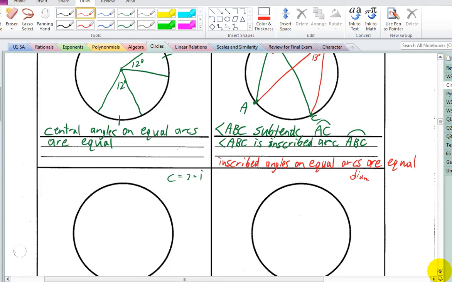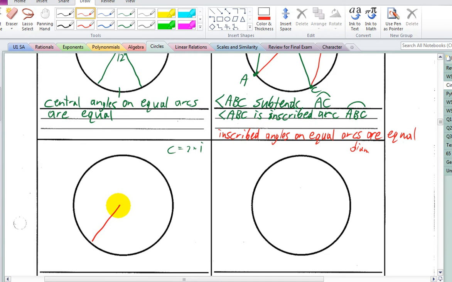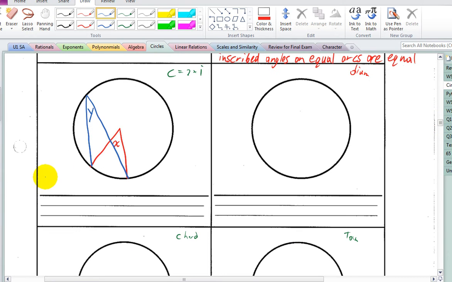Then we looked at this one. We have a central angle. Okay. We'll call this X. And we also have an inscribed angle, which we will call Y. Okay. So the central angle is twice the inscribed angle.